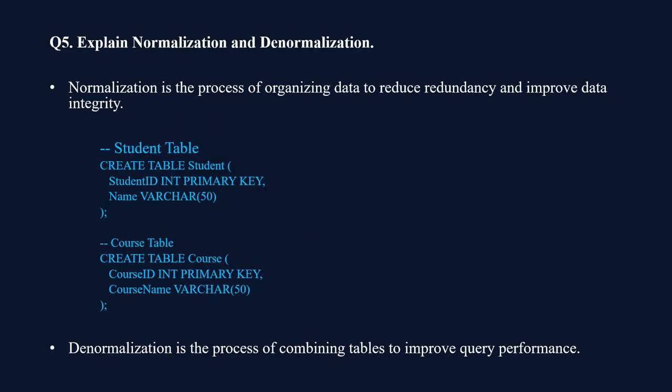Question number 5. Explain normalization and denormalization. Normalization is the process of reducing redundancy and improving data integrity. For example, we can split student and course data into two separate tables, student and course. Denormalization is the opposite. We combine tables to improve performance even if it increases redundancy.